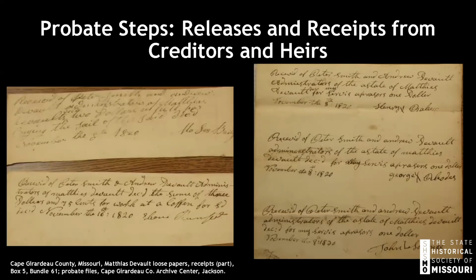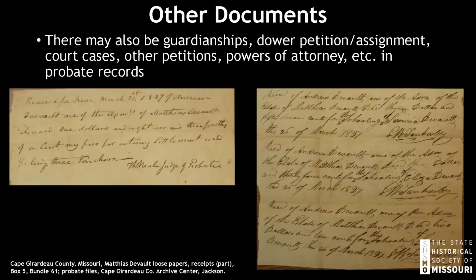Then there are also receipts that relate to expenses by the administrators or payments of debts that the deceased had. You had to document that things had been paid, so there are releases and receipts. This is where you oftentimes, even though this may not have involved your ancestor, you may find your ancestor's signature in here because the person owed them money or they owed the person money. There may be all sorts of other things in probate files.